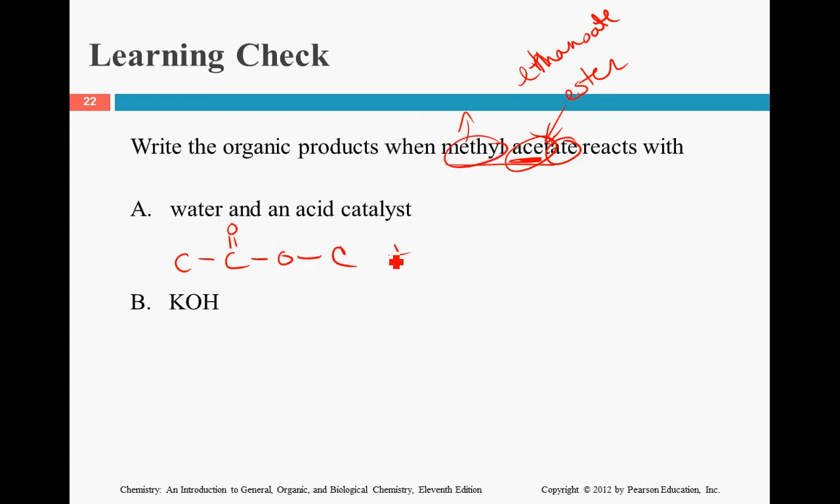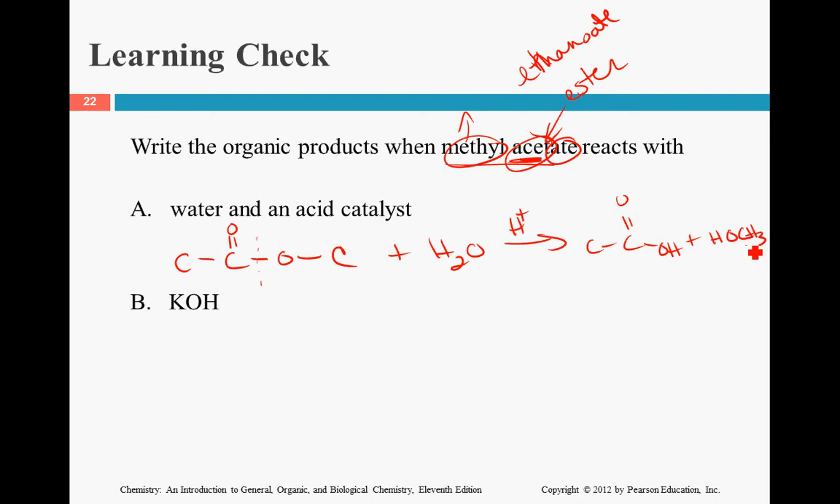We're going to react this with water and an acid catalyst, which means we have H plus on the top of that arrow. Because of this hydrogen and this H2O, we're going to sever this compound, and we're going to turn it back into the carboxylic acid it once was, and the methanol it once was.